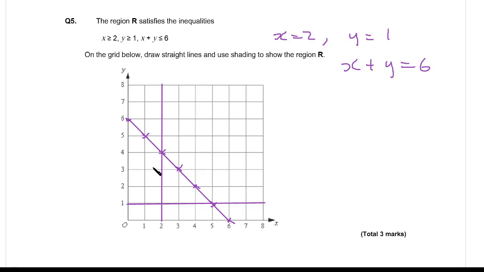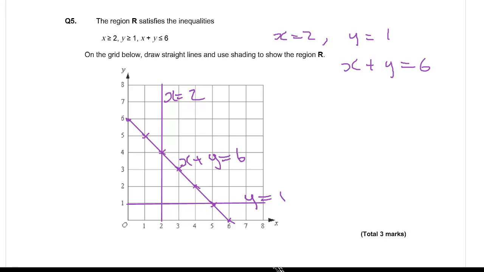And we've got our 3 lines. Now we just need to check our regions. So let's just shade out the regions. Now I'm going to shade out the regions I don't want. Okay, now let's look at where x equals 2 line. Let's just label these in so we can remember them. So we've got x equals 2 here, and we've got y equals 1 here, and we've got x plus y equals 6 here.